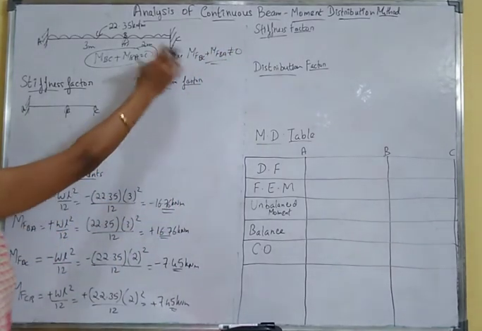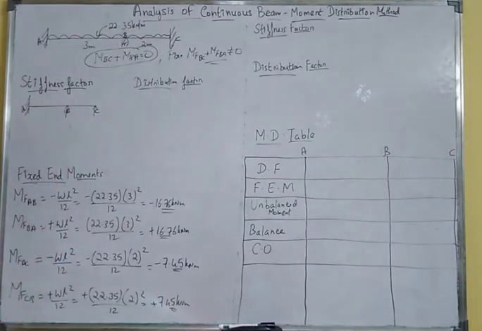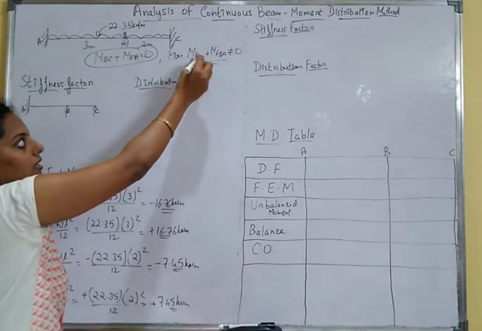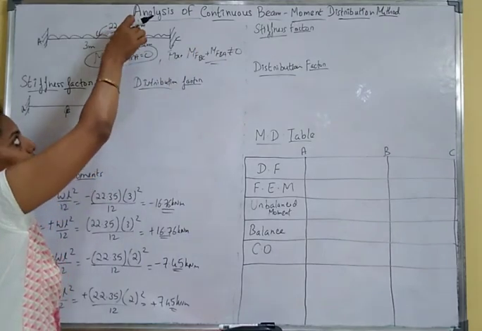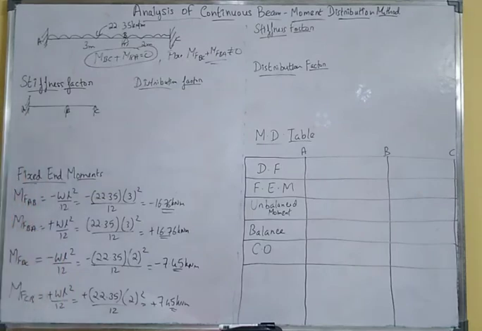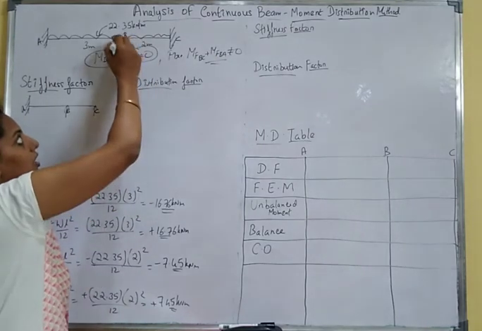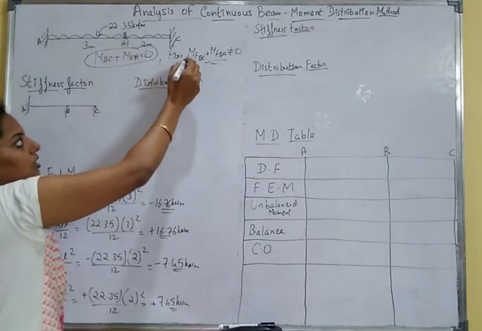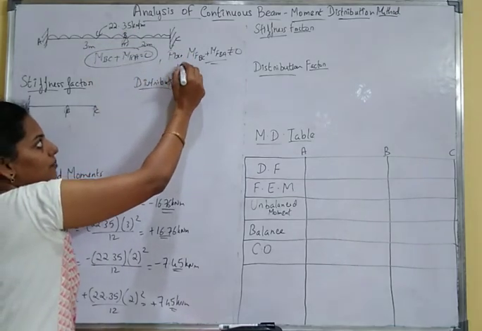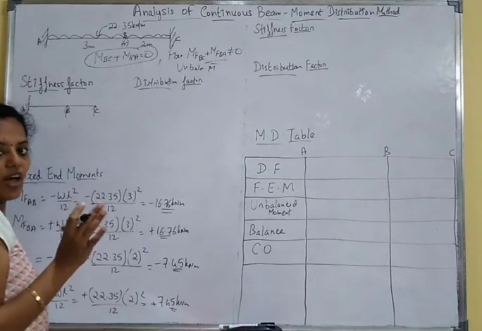So the fixed end moments will not be equal to 0, but the summation of the final moments will be equal to 0. Hence, at this point we have to find the fixed end moments and add or subtract them. The algebraic sum of the fixed end moments gives us some unbalanced moment.